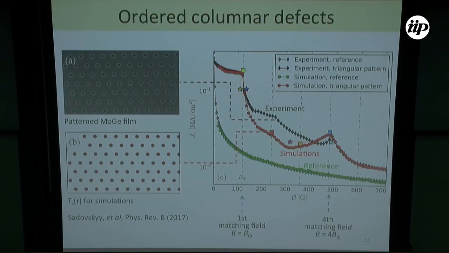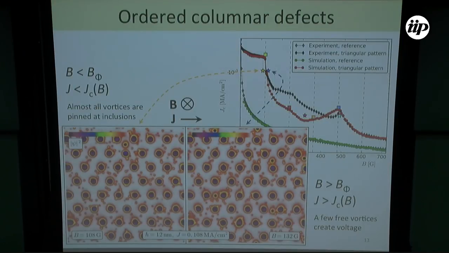Now, columnar defects. Here is the field dependence of the critical current for columnar defects patterned in hexagonal lattice. It's a rather tricky structure, and the vortex dynamics in there, but I will just skip it for now.